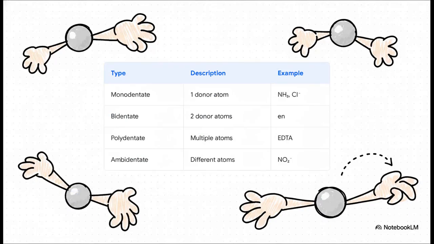Now, this entourage isn't just one size fits all. Ligands come in a bunch of different types based on how many hands, or donor atoms, they actually use to grab onto the metal. Monodentate ligands, like ammonia or chloride, attach with just one atom. Easy. Bidentate ligands use two. Polydentate ligands, like EDTA, use multiple atoms, creating these incredibly stable structures through what we call the chelate effect. Oh, and there are even ambidentate ligands. These guys have multiple donor atoms, but can only use one at a time, kind of like being ambidextrous.